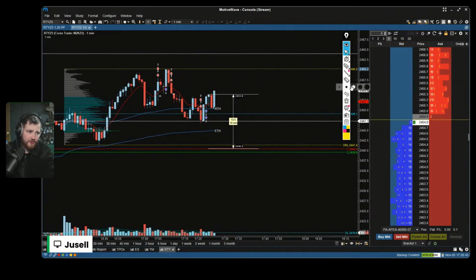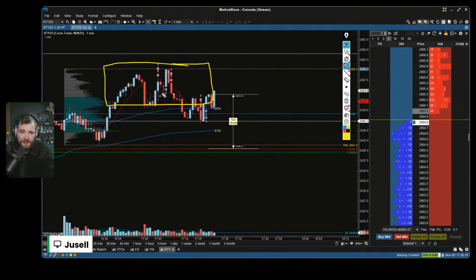The entry location was great. Where I entered the trade was great. The first entry was not the best, I will say. I made a small mistake there with the entry. The second entry is perfect. I would change nothing with it.